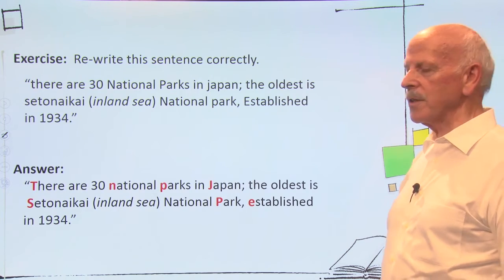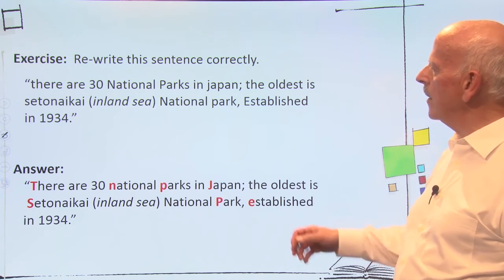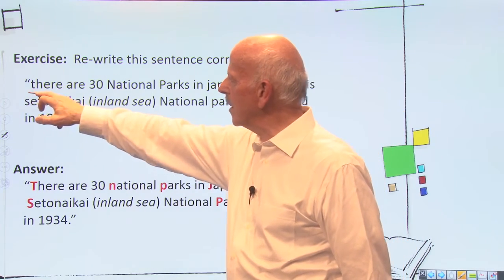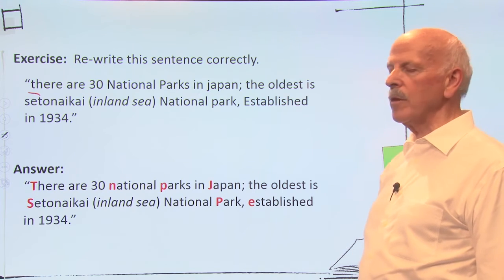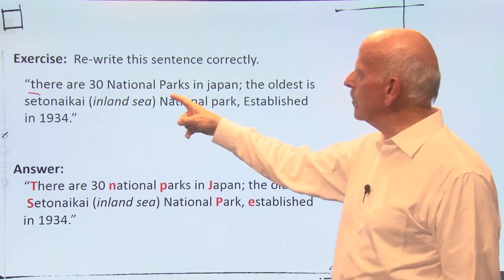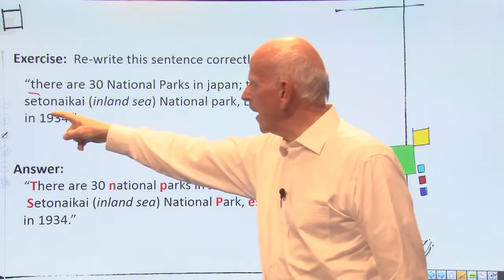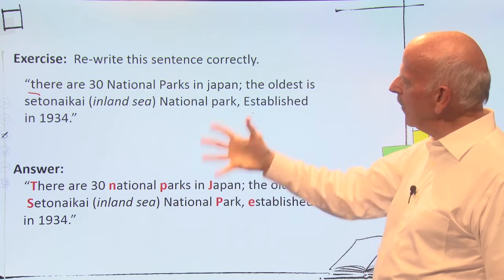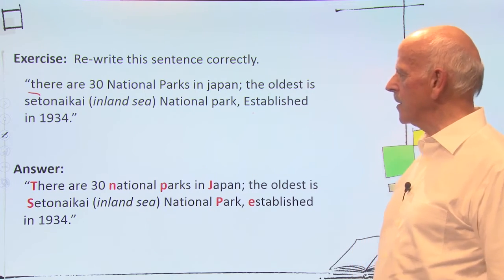So look at this exercise. You're asked to rewrite this sentence correctly. And don't look at the answer yet. Look up here. You can see the very first word has a lowercase t. So obviously it's the first word of the sentence, so that's going to become uppercase T. And then we work our way through the sentence. 30 national parks, Japan, Seto Naikai, national park, and the word established. So we have a collection of upper and lower case mistakes in this sentence.